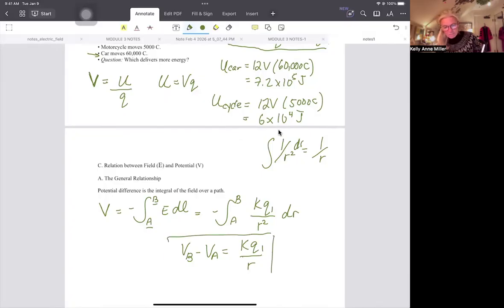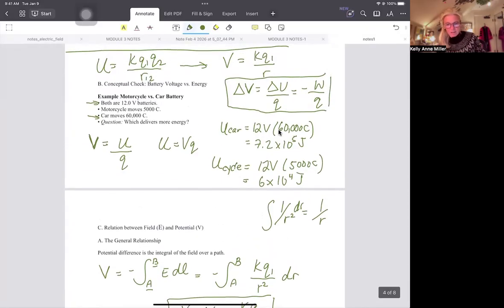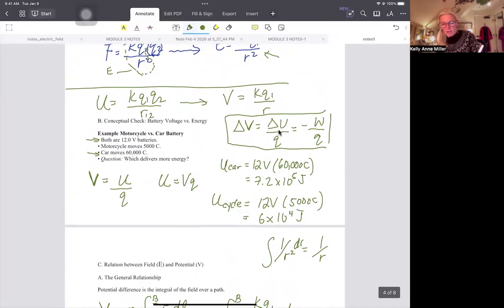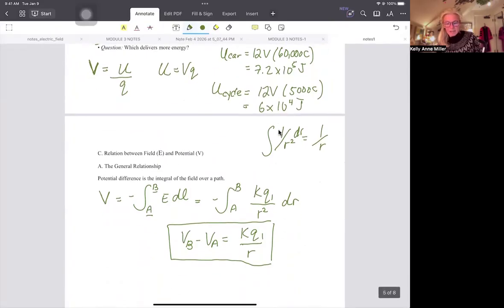And I get back out the definition of V, which I defined up here. Okay, so if I take the integral of the electric field over some specific path, that is the difference in potential between those 2 points.